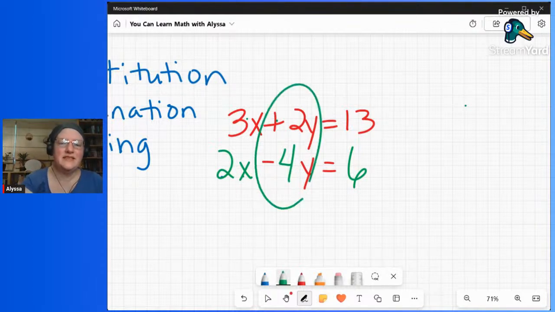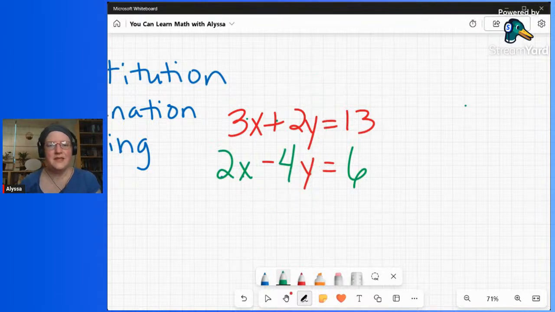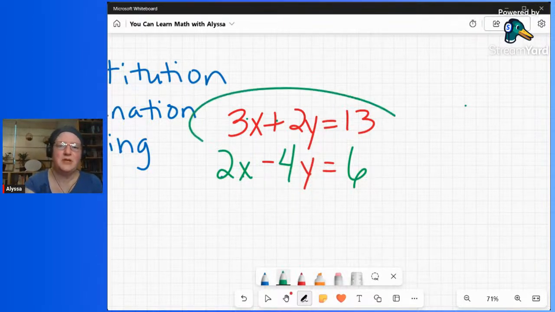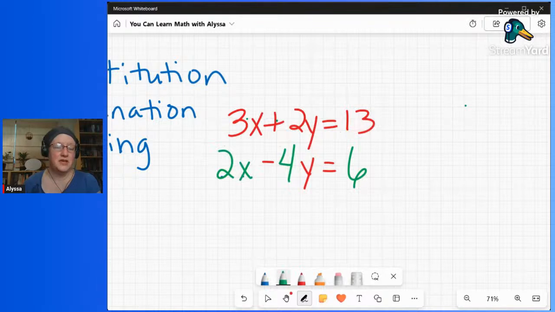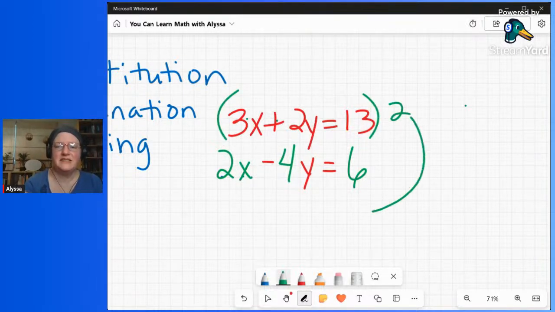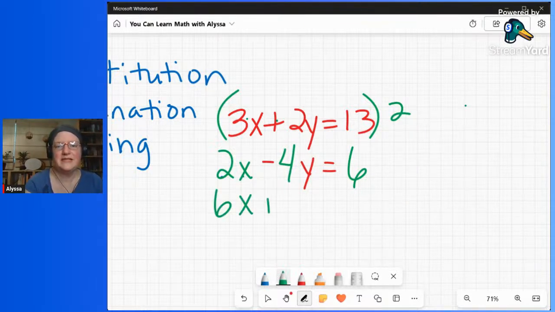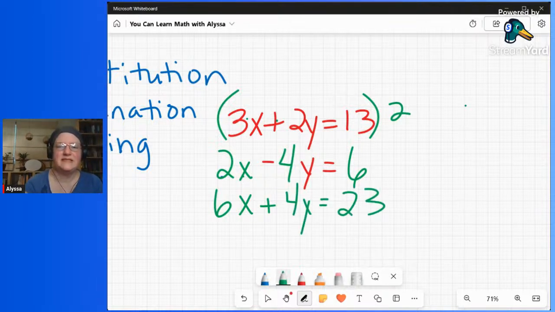So I would look at these two and try to get them to cancel out. So you have positive 2 and negative 4. I go, hey, if I multiply all of this by 2, then this will be a positive 4 here, and these will cancel out. So, okay. I multiply everything here by 2, and I'm going to write it down here just to make it all compact. So 2 times 3x is 6x. 2 times 2y is positive 4y. And 2 times 13 is 26. And then I can add those two together.